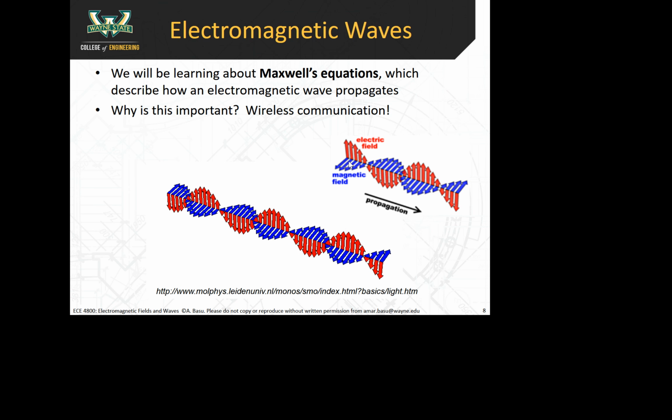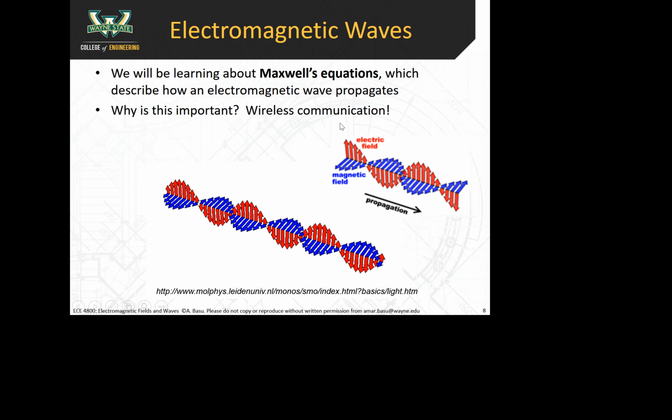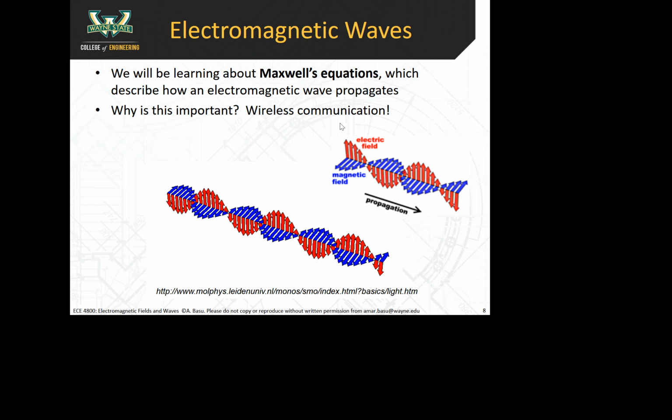So when the electric field reaches a maximum, the magnetic field reaches a minimum, and so on. They're always orthogonal to each other. And these two fields, the electric and magnetic fields, propagate in a direction that's orthogonal to both. Okay, we'll talk more about this later. I just want to mention what these waves actually look like.